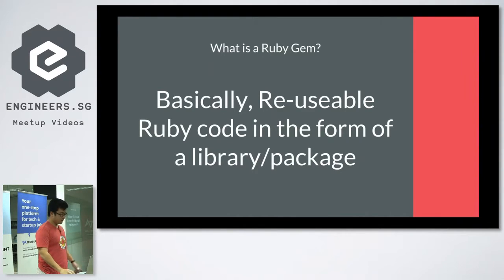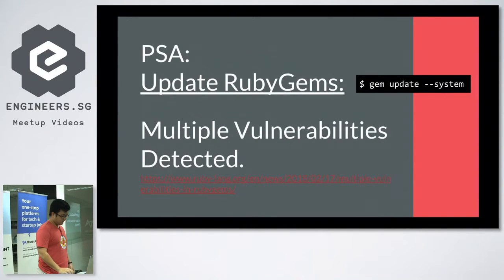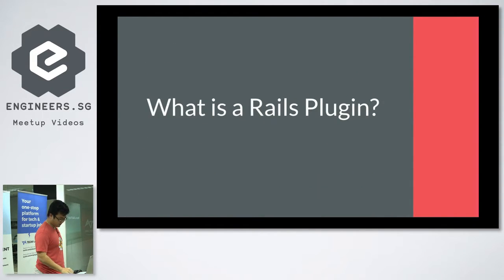I think everyone knows what a Ruby gem is. So just an update, a PSA, because I looked into RubyGems because of this. There were vulnerabilities that were detected, and so the RubyGems website asks you to update to the latest version, which you should be doing regularly. But if you're not, there was one that just was found out in February this year. So run this command and commit your Gemfile.lock if you commit your Gemfile.lock.